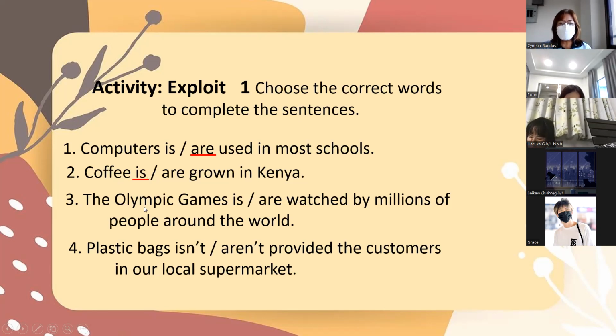So number three, Baikal. What is your answer? The Olympic Games are watched by millions of people around the world. Okay, you are going to pronounce this W-A-T-C-H-E-D in past simple: watched, not watch-it, okay? So you are correct because the answer is are. That's why games are plural.